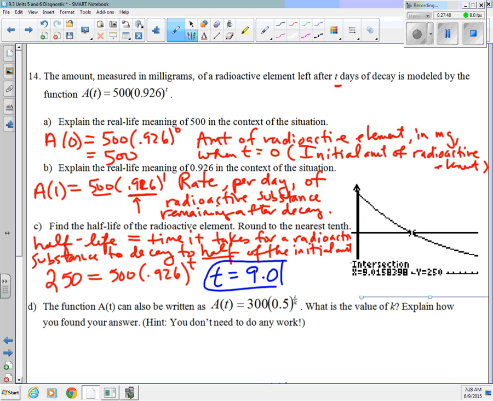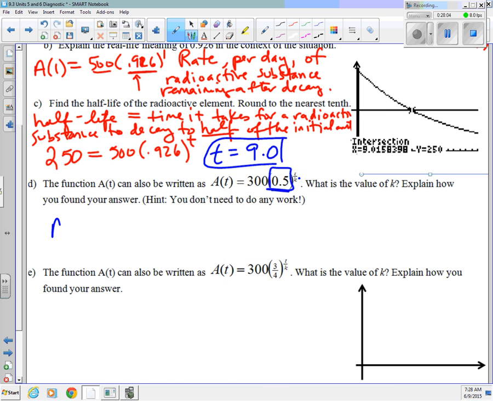And part D says the function a of t can also be written as 300 times 0.5 to the t over k. What is the value of k? I hope you notice now the rate at which the amount is left over is 0.5, meaning that k should be the half-life. So this is pretty simple. A of t equals 300 times 0.5 to the t over 9. Just to see why this is true for a second.